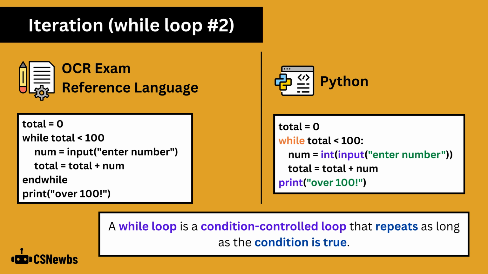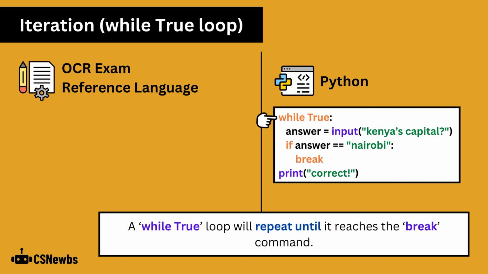Here is another example of a while loop, but with a numerical condition. It repeatedly inputs numbers and adds them to a total, as long as the total is less than 100. While true loops are not covered in the specification, but they are a valid and helpful alternative method of writing a while loop. A while true loop will repeat until it reaches the break command, and true is a Boolean value, so it requires a capital letter.